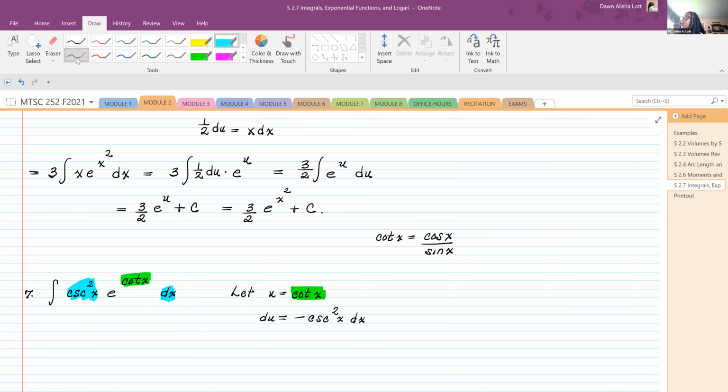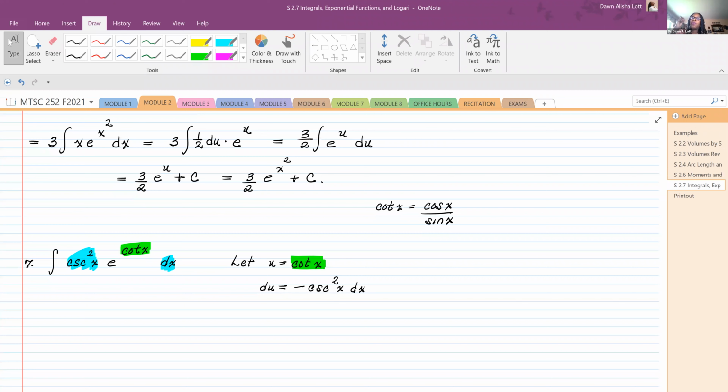So when I do that, again, that's like me asking for a quarter. I'm substituting 2 dimes for a nickel. It may not be the same, but it's actually worth the same thing. So now when I find the cosecant squared of x dx, I'm going to divide the other side by -1, and I get negative du.